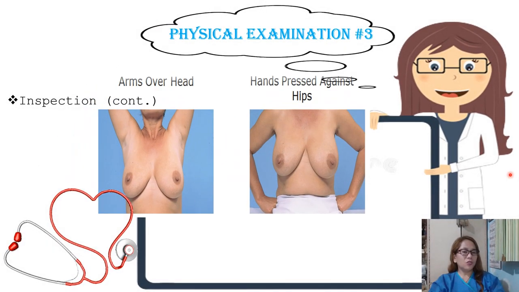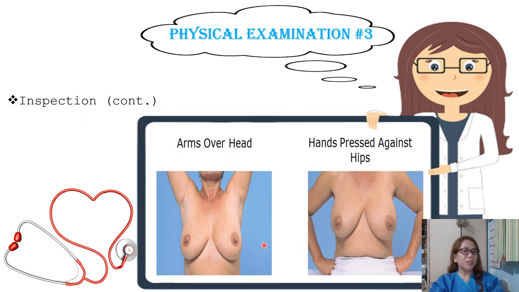So to check if there is dimpling or any retraction of the breast, you may ask the client to raise the hands, okay, and then put the hands or press the hands on the hips, that is to contract the pectoralis muscles, and then you inspect the breast and the contour of the breast in each position. So you observe if there is dimpling or retraction of the breast. So if there is, that could be a sign again of underlying cancer. Okay.